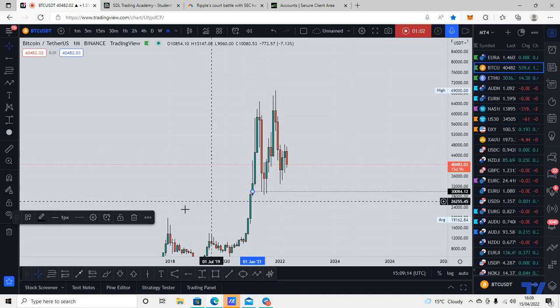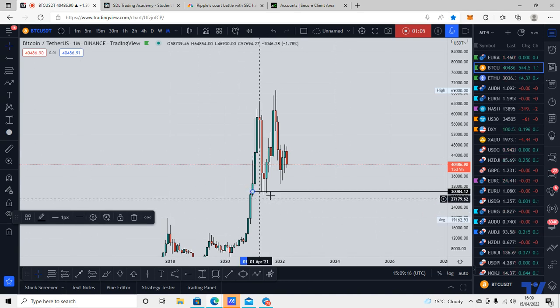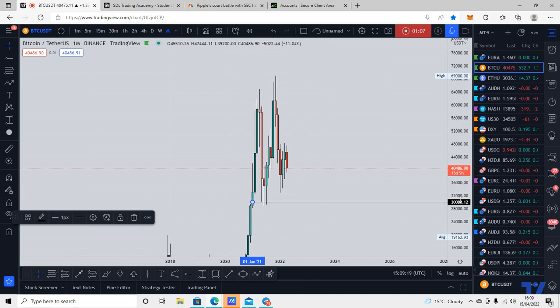So my perspective still has not changed in the longer term. I do still see an extremely high probability of the market coming into this area, but I do think in the short term we're about to see a bounce after such a bearish move.